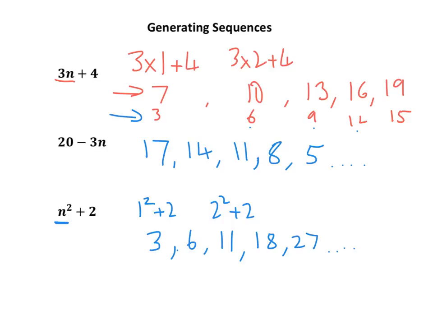Right, there you go. If you know your square numbers go 1, 4, 9, 16, 25. They're your square numbers, aren't they? Right, add 2 to them all, and I get my sequence.